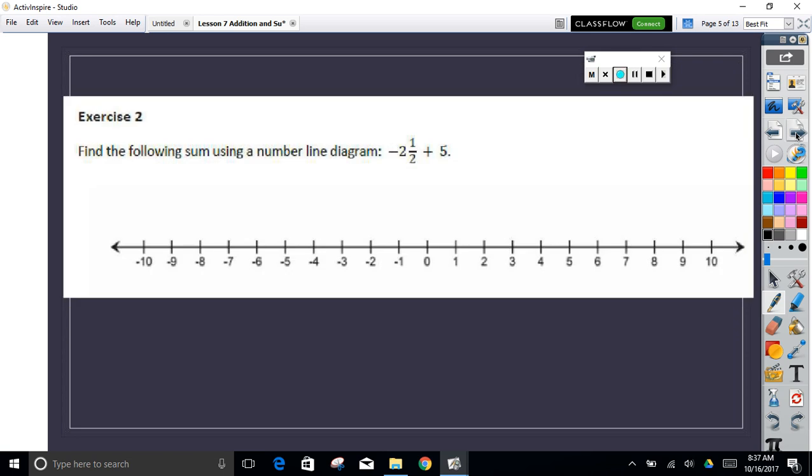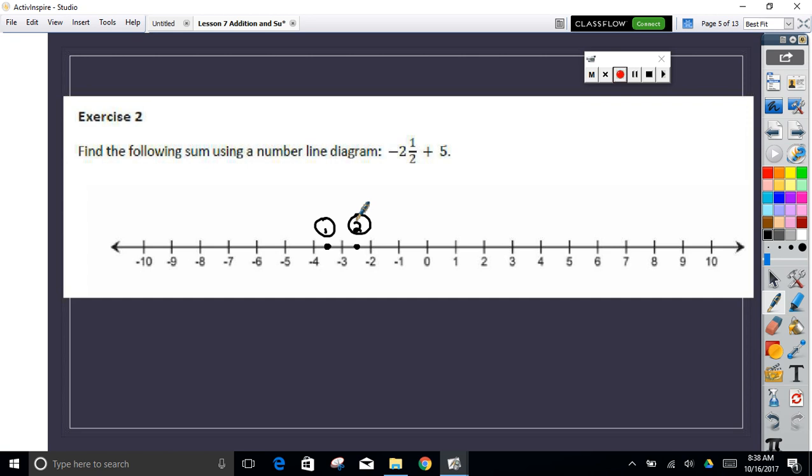So exercise 2 says find the following sum using a number line diagram. We're going to do this the new way, the Get More Math way. We're going to start at negative 2.5. Now, where's negative 2.5? I'm going to give you 2 choices. Choice 1 is here. Choice 2 is here. Is negative 3.5 to the left of negative 3 which is choice 1, or to the right of -3, which is choice 2. Show me with either one finger or two fingers where you think -3.5 is located.